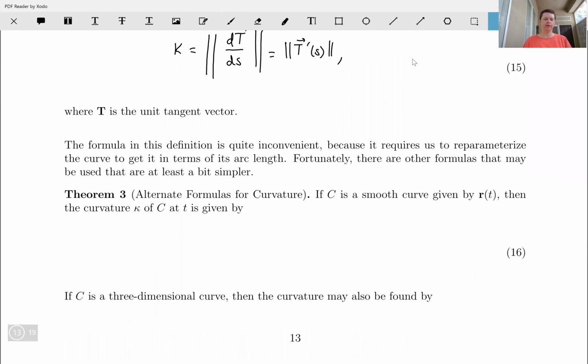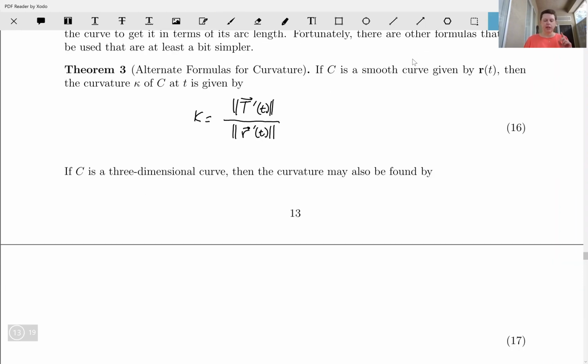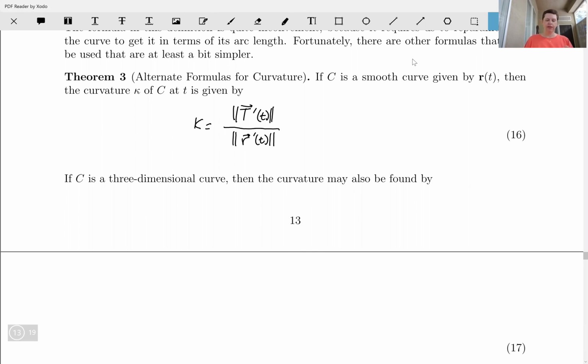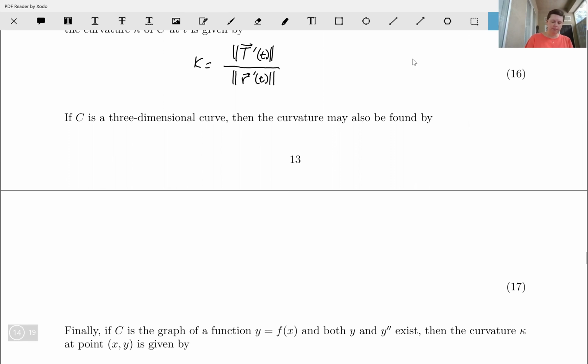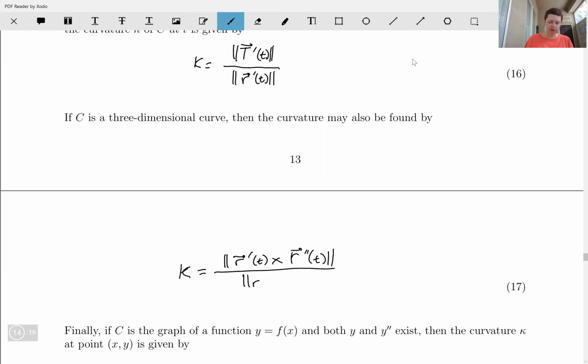If C is a smooth curve given by the vector valued function r of t, the curvature kappa of C at t is given by the magnitude of T prime divided by the magnitude of r prime of t. If C happens to be a three-dimensional curve, then the curvature can also be found by this formula: the magnitude of the cross product of the first and second derivatives of our vector valued function, divided by the magnitude of the first derivative cubed.